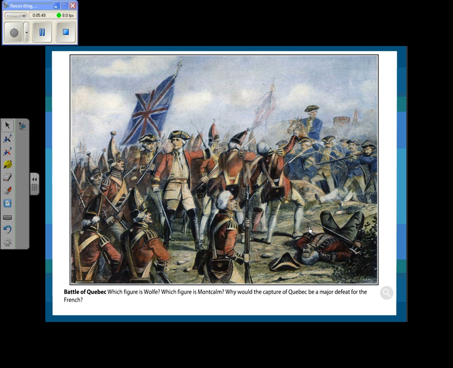This is a picture of the Battle of Quebec. Montcalm, of course, is the guy in the middle. I've already told you that he does die in the battle, but so does the commander of the British. And the capture of Quebec was a major defeat for the French because it was their capital city. The British were able to, after the Battle of Quebec, go on to Montreal. After they held Montreal and Quebec, they really had control of all of the French Canadians or all the New France land.